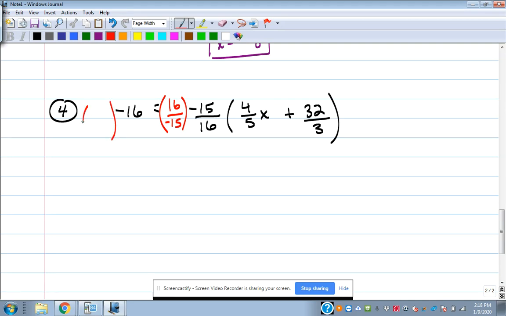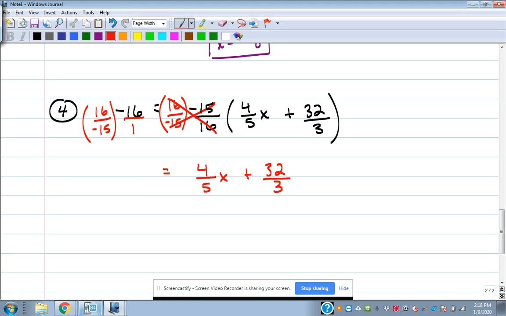And if I do that, then I only have to multiply this negative 16 over 1 times a fraction. Instead of having to multiply two fractions times another fraction, I'm only multiplying one thing times another fraction, because this cancels that out. And all I've got left is 4/5 x plus 32 over 3. And then on this side, now I'm going to use a calculator to help me do this, okay? So this is where we're going to remember how to do this with the calculator.